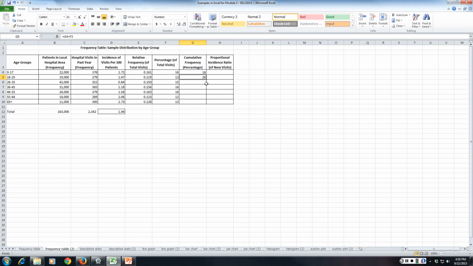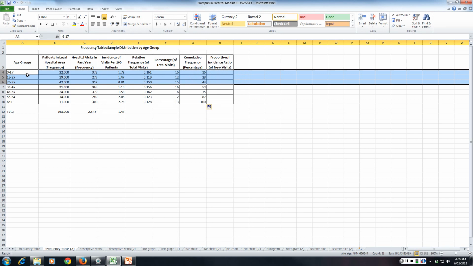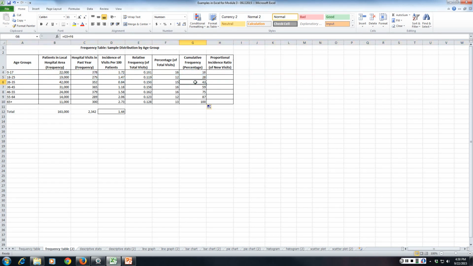And now you can just copy this formula all the way down, because Excel is going to remember what you did. As you can see, when you move down to column G6, the cumulative percentage of visits for those from these three categories, ages 0 to 17, 18 to 25, 26 to 35, is 43. When you get to the last category, you should see 100. So everyone from ages 65 plus through all the previous categories is the entire sample here, and so that's 100% of the visits.